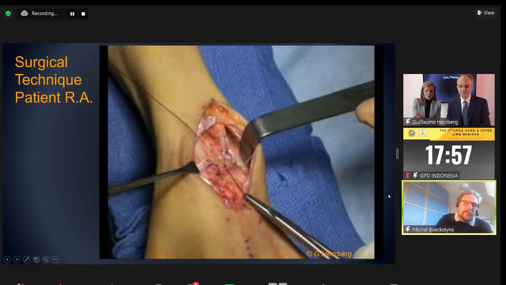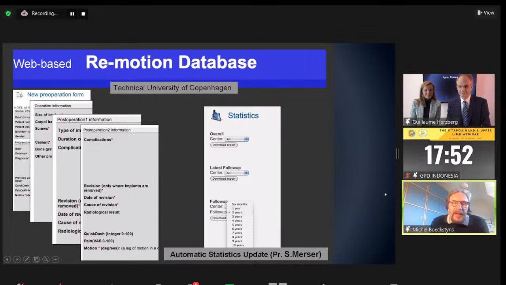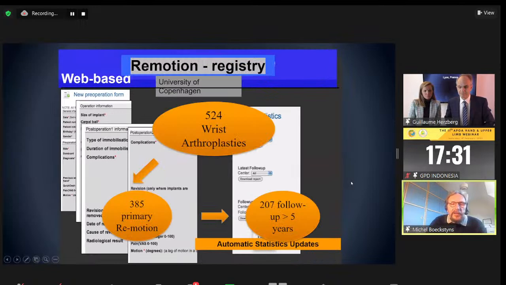Yes, many of our data are based on this registry that we created in 2009, where we collected cases on the Remotion arthroplasty from international centers. Today this registry has been extended to other arthroplasties as well. But among the 524 arthroplasties, we have 385 primary Remotion arthroplasties. And of these, we have 207 that have a follow-up of at least 5 years. So we have quite good experience to make analyses.